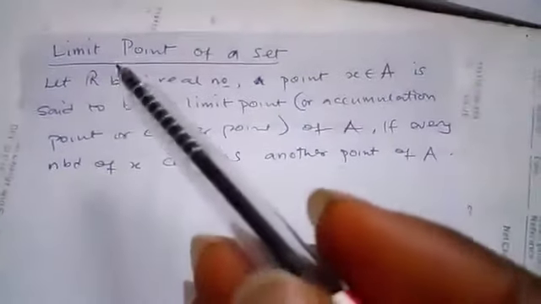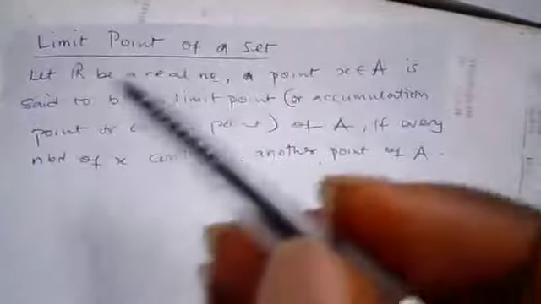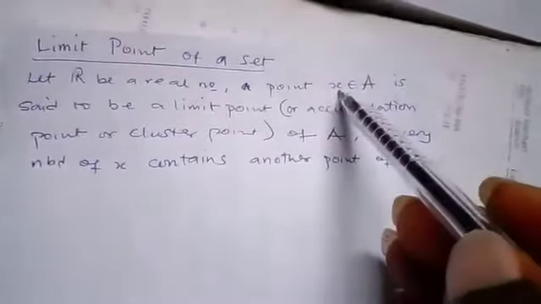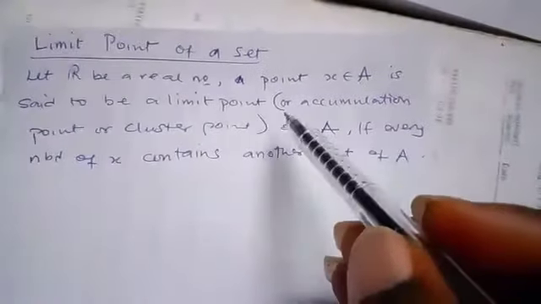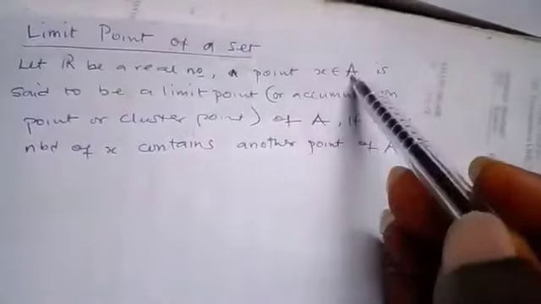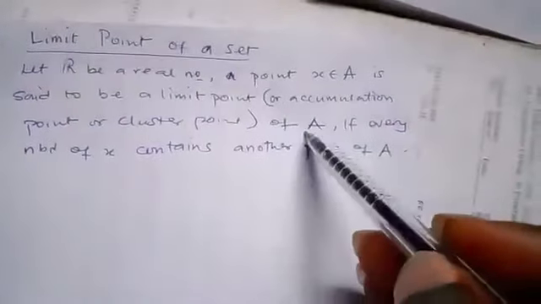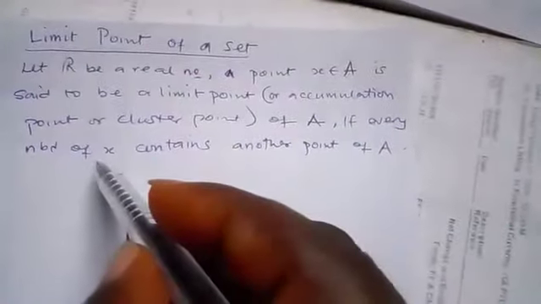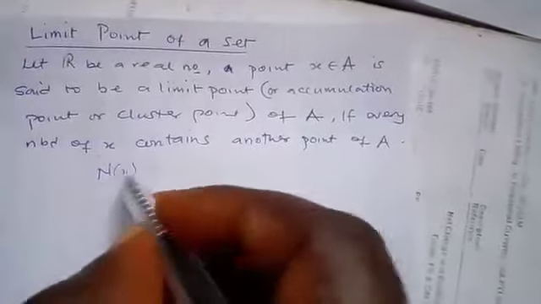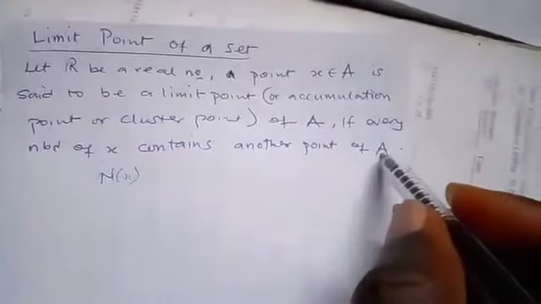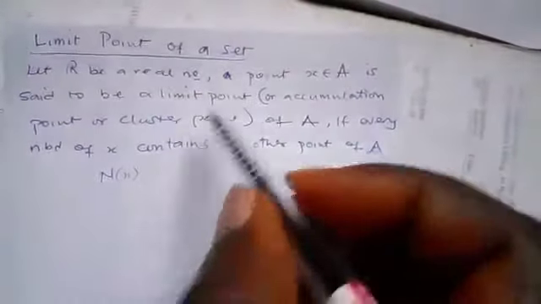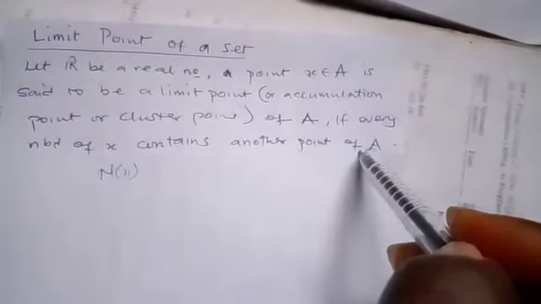Another interesting one: limit point of a set. So we want to consider a limit point of set A. Let A be a subset of the real numbers. A point X in this A is said to be a limit point, or we call it an accumulation point or cluster point. So this point X inside this A is called a limit point of A if every neighborhood of X contains another point of A. That is, if you have a neighborhood containing X, and it contains another point of A, then we say that this point is a limit point.